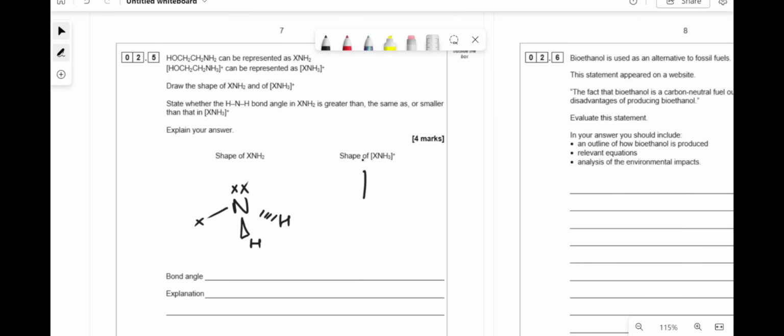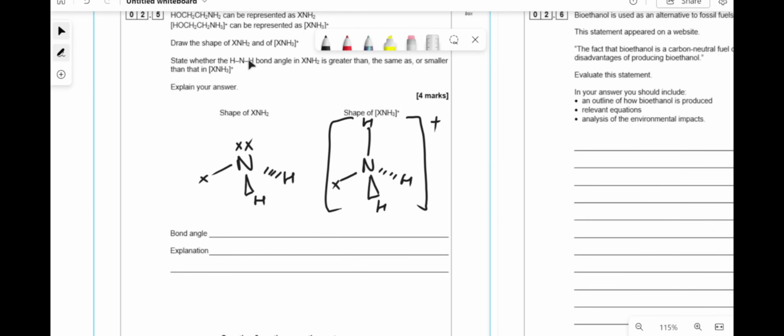So you end up with H, N, H, H, X. So make sure you draw them 3-dimensionally. And also this is a plus as well. It's got a charge, so you have to write the whole thing like this. Now it says state whether the H-N-H bond angle is greater than, the same as, or smaller than. Remember that out of the repelling, lone pair and lone pair repel the most, and then you've got lone pair and bonding pair, and then you've got bonding pair and bonding pair. So in this case, we have a lone pair, we've got bonding. And here we've got bonding. So this one's going to have a bit more repulsion because we have a lone pair here. So the angle is actually going to be smaller.